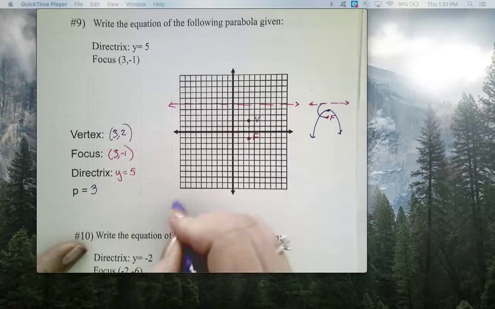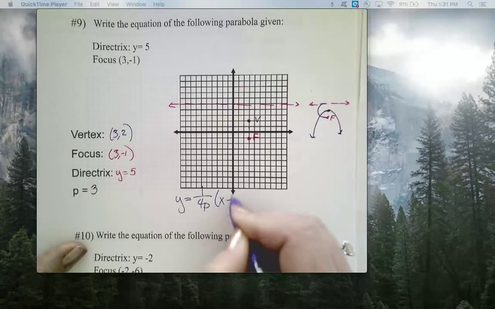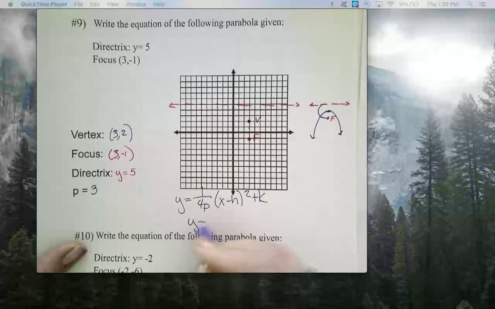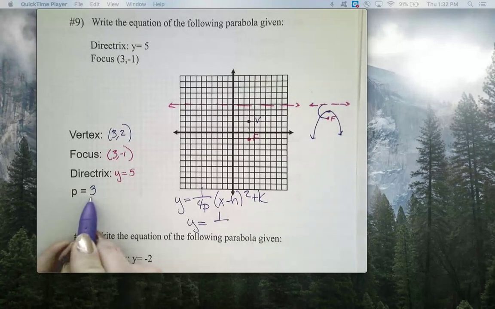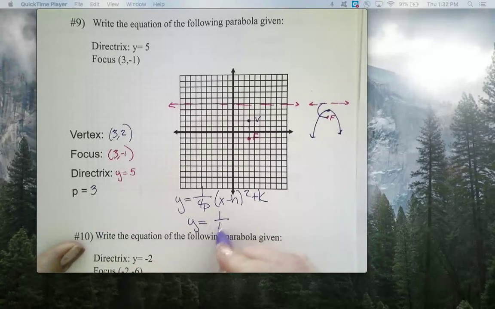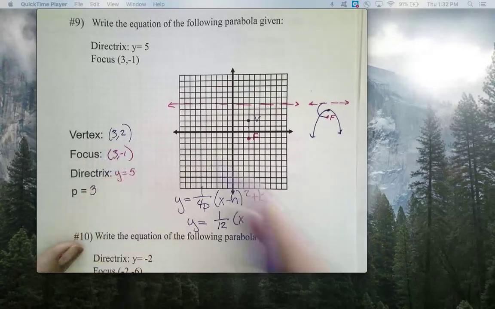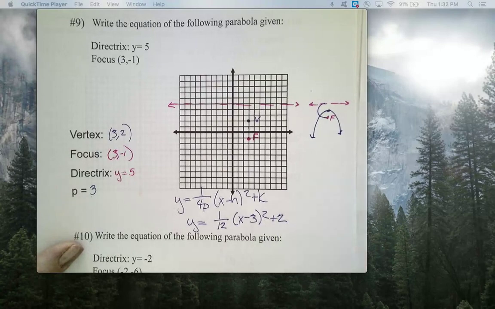So I can put it into that equation again, 1 over 4p, x minus h quantity squared plus k. So it'd be y equals 1 over 4 times p would be 1 over 12. X, opposite same. So it's positive 3, so it goes in as negative 3. Positive 2 goes in as positive 2.